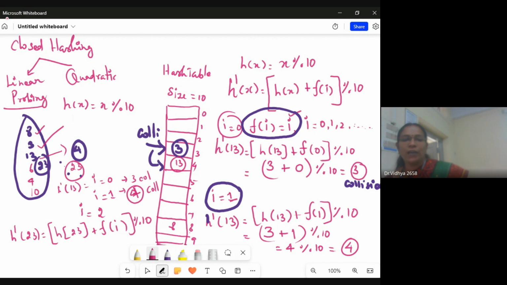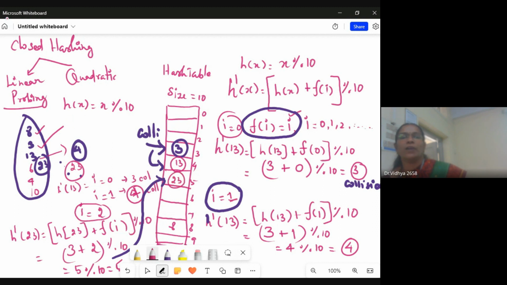So what is the value now? h dash of 23 equal to 3. f of I equal to I, which means the I value is now 2. So 3 plus 2 is 5, and 5 modulo division 10 will be the value 5. So the new position of the element is position 5, and here you are supposed to place the element 23. Are you all able to understand how we are identifying the next position? Are you all clear about these statements? This is the concept of linear probing. Yes or no? Yes, right?